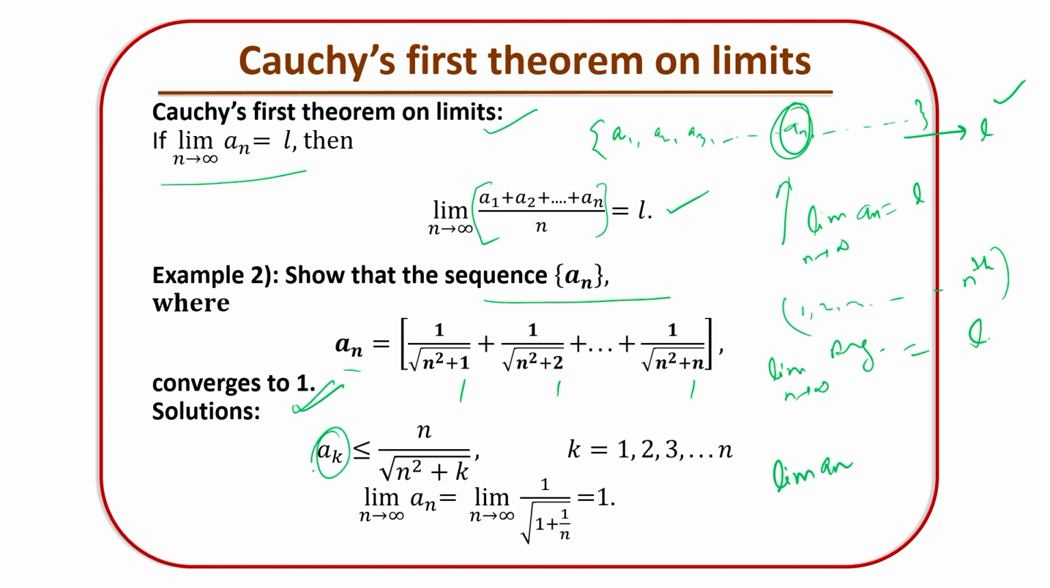Let's say ak. This will be 1 divided by the square root of n square plus 1, plus 1 divided by the square root of n square plus 2, up to k, right? So ak is less than or equal to n divided by the square root of n square plus k. n is much bigger than k. How many terms does it have? 1, 2, 3, 4 up to n. So this is less than or equal to n. So the limit of an is the limit as n tends to infinity, dividing each term by n, of 1 over the square root of 1 plus 1 by n, and this becomes 1. So the limit of this term an is 1.